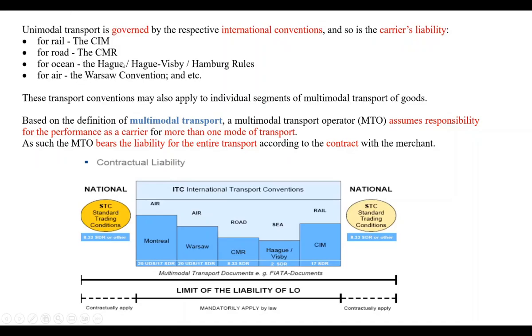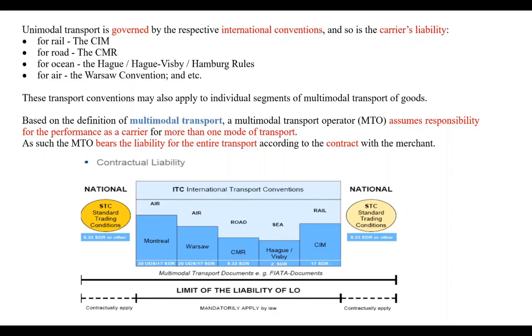For ocean, the carrier is actually being governed by an international convention called the Hague-Visby Rules. We also have the Hamburg Rules. So we have the Hague Rules, the Hague-Visby, and then the Hamburg Rules. These things have been expatiated in your maritime transport module.